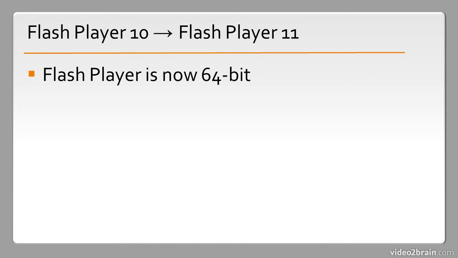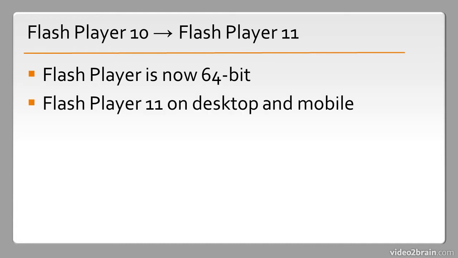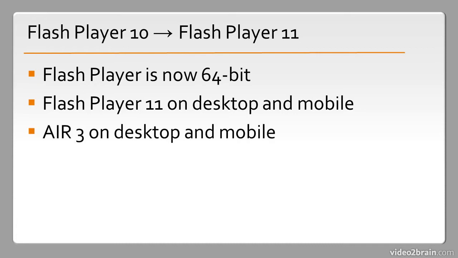In Flash Player 11, we now have a 64-bit Flash Player runtime. So this allows Flash Player to take advantage of more memory, and it also allows it to interoperate with other software that is 64-bit based without a lot of trouble. Flash Player 11 is available on desktop and certain mobile devices, and Air 3 is also available on desktop and certain mobile devices.